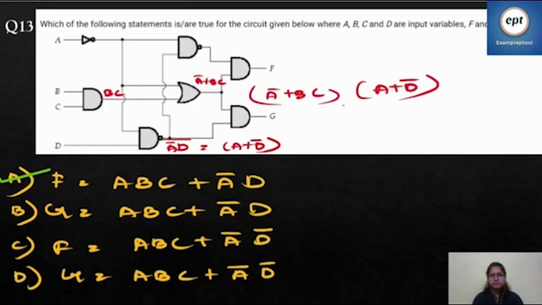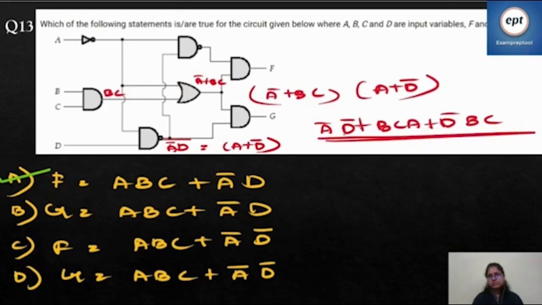Now let's multiply them. So it will be 0, again it will be A bar D bar. Now here it will be BCA, and it will be D bar BC. So this is the expression we got. And again the problem here is, if we write A bar D bar, we can write here ABC, and this we can write as BC D bar. So again if you try to minimize like this, it will not get minimized.